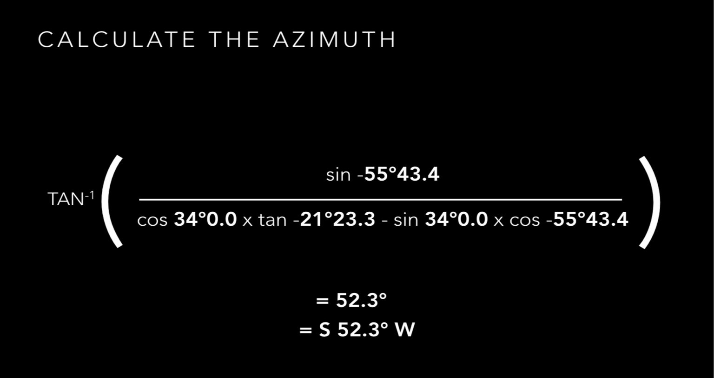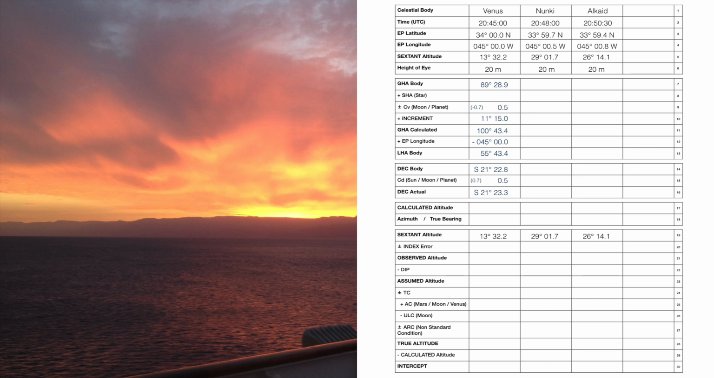We can now turn back to our pro forma and insert this on it. However, before doing so, it's more useful to convert it to a true bearing. As it's southwest, we add it to 180, which gives us a true bearing of 232.3 degrees.